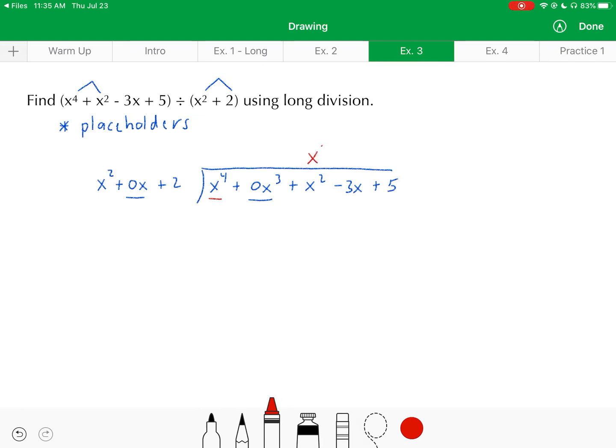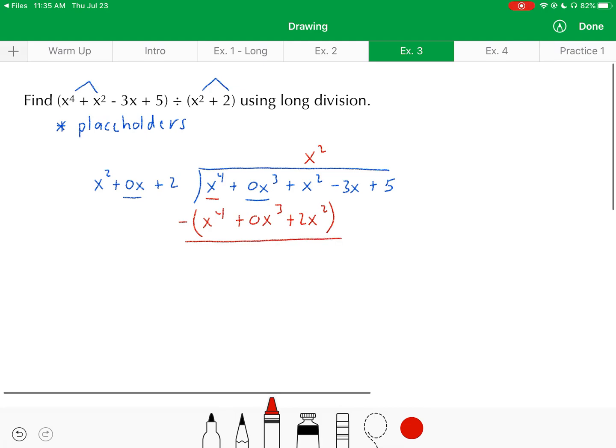Now that I have the proper setup, my goal is to cancel out x to the 4th. So I'm going to multiply the divisor by x squared to do so. That's going to give me x to the 4th. Then x squared times 0x is 0x cubed. x squared times 2 is 2x squared. I'll subtract, those cancel as well, and then x squared minus 2x squared is negative x squared.